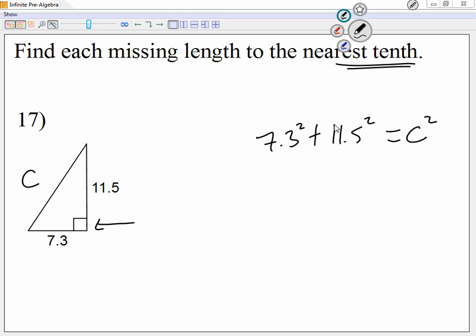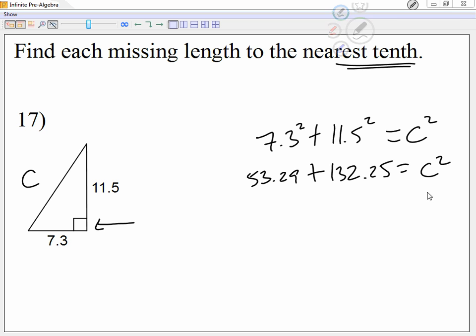7.3 squared, I get 53.29. 11.5 squared, I get 132.25. This is equal to c squared. If my two numbers are together, separated with a plus sign, just add them. If my two numbers were separated with an equal sign, then I would move one to the other side and change the sign. But in this case, since they're together, I'm just going to add them. 53.29 plus 132.25, I get 185.54.